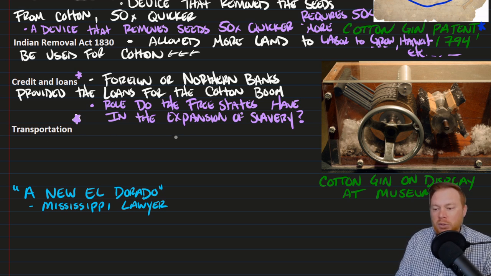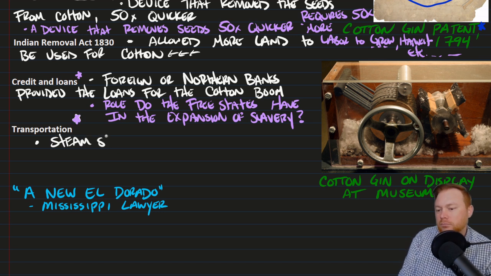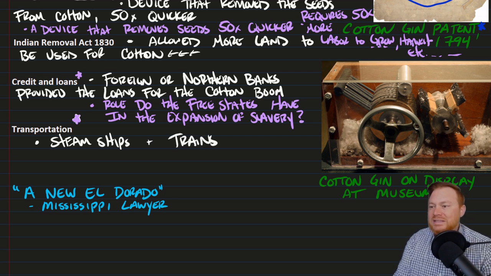And the last component in this, the stars aligning perfectly, we might say, is improvements in transportation. This includes things like steamships and trains. And again, just for the sake of simplicity, let's go ahead and tally all of this up just to understand what's happening here.